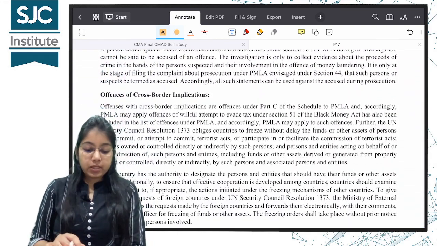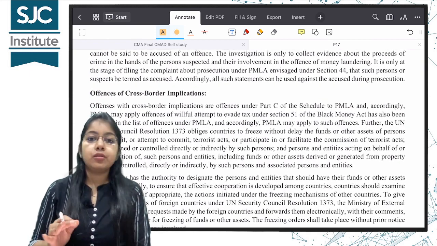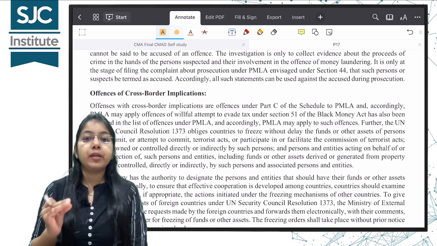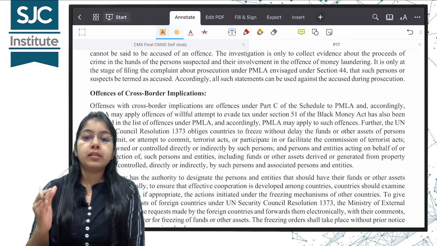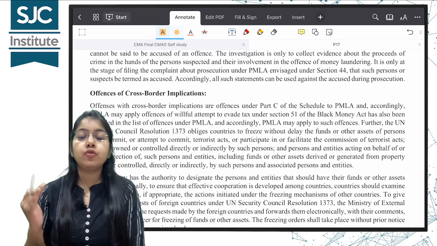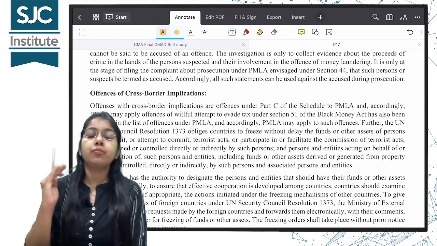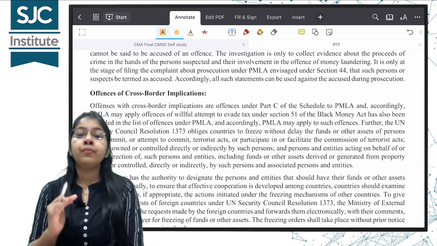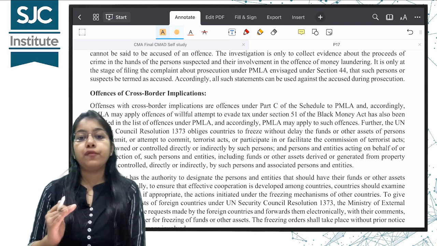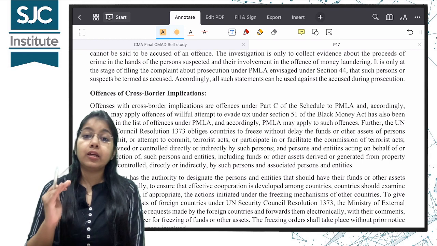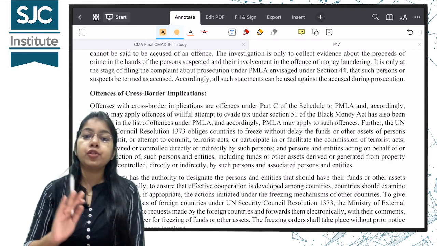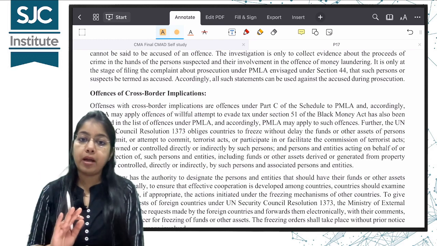The last part is offences of cross-border implication. This I have already explained it to you. Cross-border implication, if any person is transferring or attempting to transfer the proceeds of crime to another country or bringing such proceeds of crime from another country, that offence will also be treated as an offence of money laundering which has been committed in India. Clear? All the provisions will apply in the same manner.